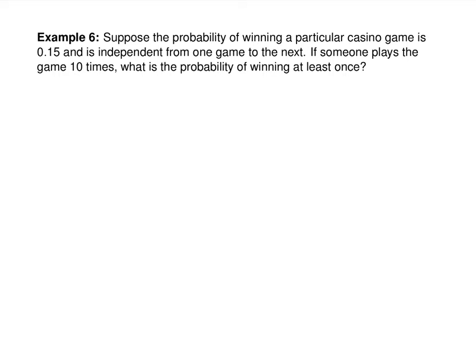So suppose the probability of winning a particular casino game is 0.15 and it's independent from one game to the next. If someone plays the game 10 times, what's the chances they're going to win at least once? And remember that at least once means they could win once, they could win twice, 3, 4, 5, 6, 7, 8, 9, or 10 times if they're super lucky. So if you found and did 0.15 to the 10th, this is a really common wrong answer. This is the probability of winning all 10, which is going to be super, super low, and that's not what you want.